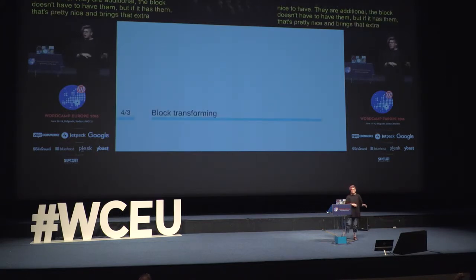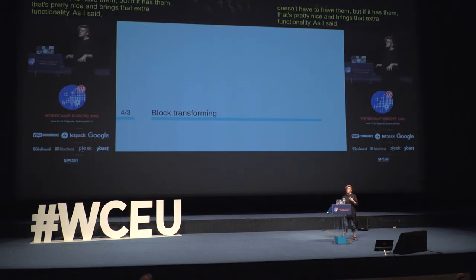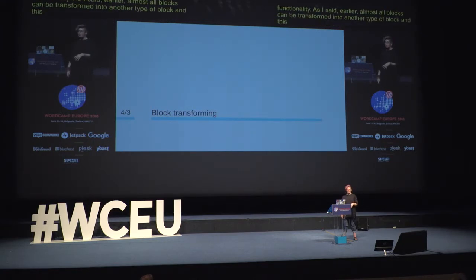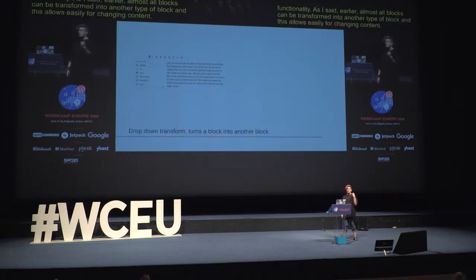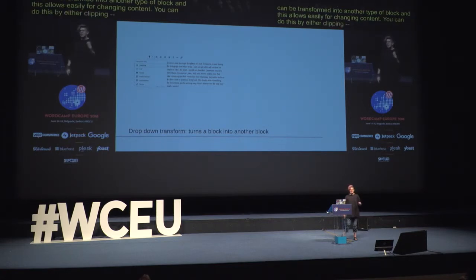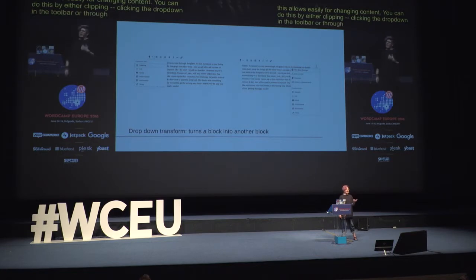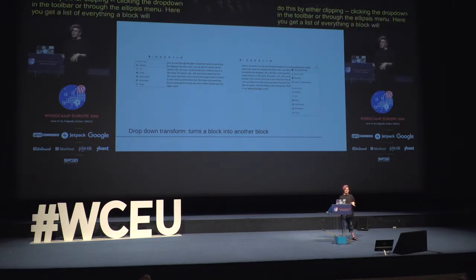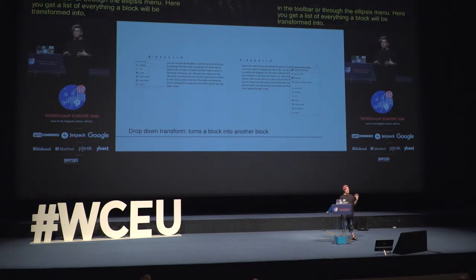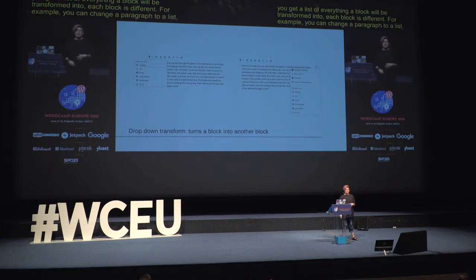As I said earlier, almost all blocks can be transformed into another type of block, and this allows easily for changing content. You can do this by either clicking the drop-down in the toolbar or through the ellipsis menu. Here, you get a list of everything a block will be transformed into. Each block is different. For example, you can change a paragraph to a list, a quote, or even a heading.